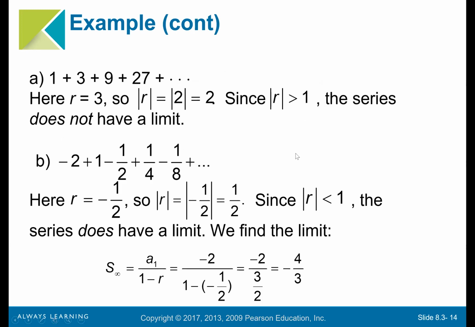So here the series does not have a limit or does not have a sum because R was greater than 1 in A. In B, it did. So we put the first term over 1 minus R. So -2 over 1 minus -1/2 would be -2 divided by 3/2, or if you put 1.5, that's fine, but I think they will want the answer as a fraction. If you use your calculator to find this, make sure you put the 3/2 in parentheses. Otherwise, if your calculator just sees -2 divided by 3 divided by 2, it does the divisions from left to right, which will give you a wrong answer.